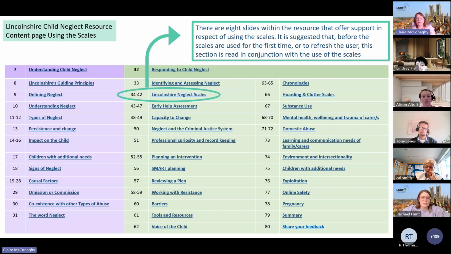But within the child neglect resource itself, you can see page 34 to 42 covers the scales, sorry. So this is a breakdown of what the evaluation questions are asking, and really just examples of how to use that. So that's where you can find the area.